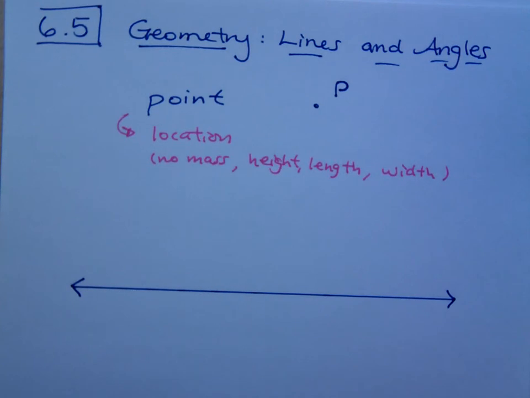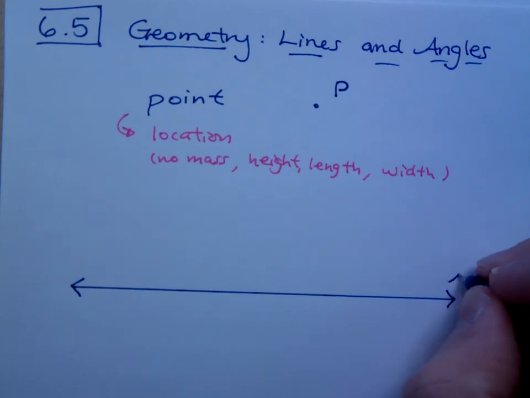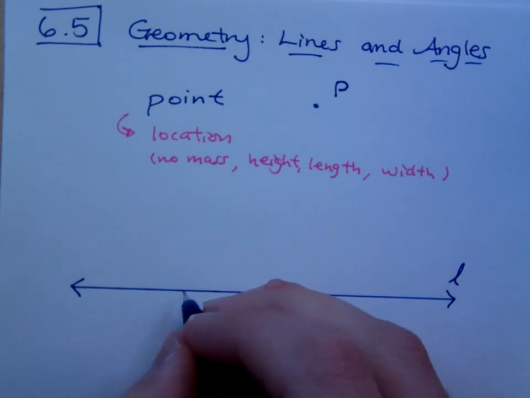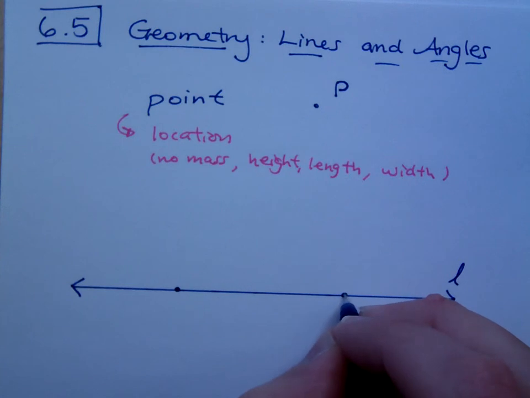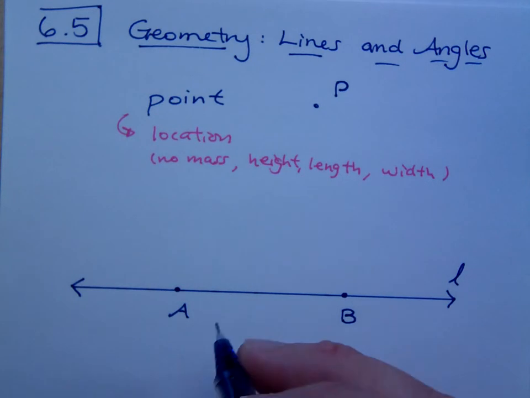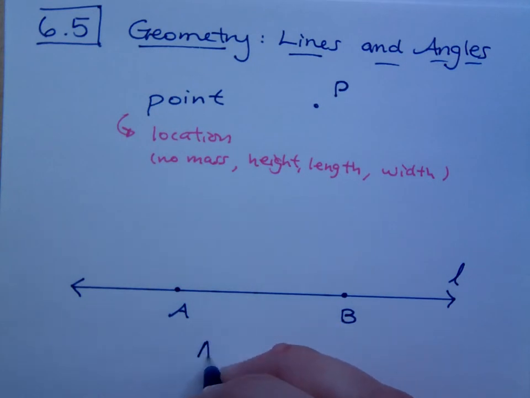That's a line. Now, there are a couple of ways that we can talk about lines. If I have a letter like L, I could talk about line L. If I have identified two points on here, say A and B, I could say this is line AB, and this is how you write this. So this is line AB, and you draw a little line above it. That's the geometric notation we would write for that.